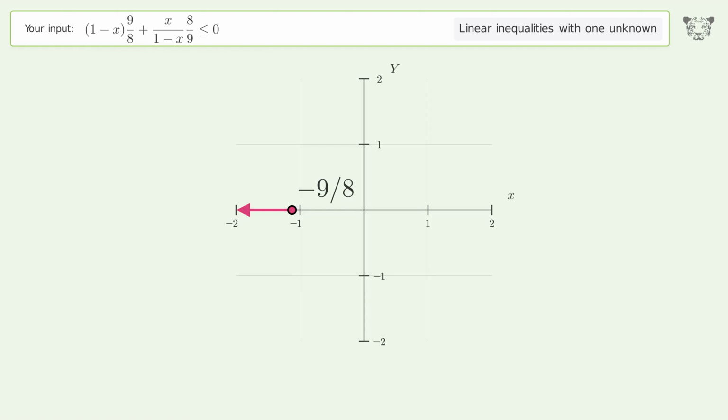And so the final result is negative 9 over 8 times x plus 8 times x over 9 minus 9 times x, equal or smaller than negative 9 over 8, equal or smaller than negative 11 over 8.